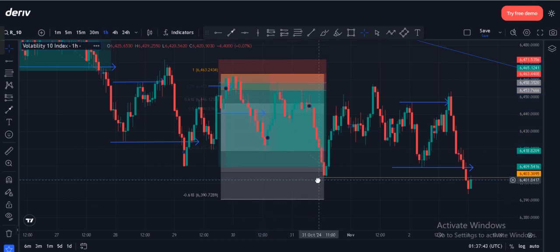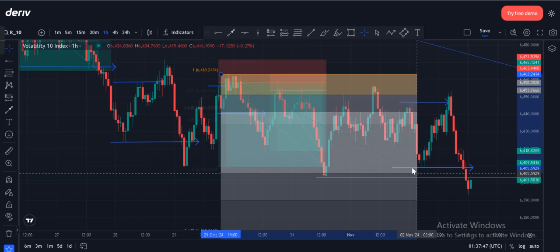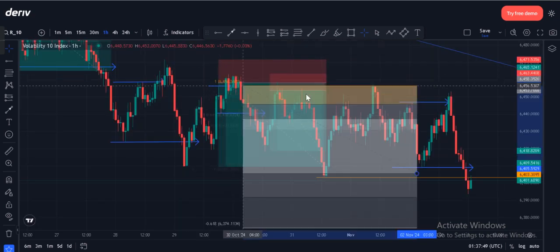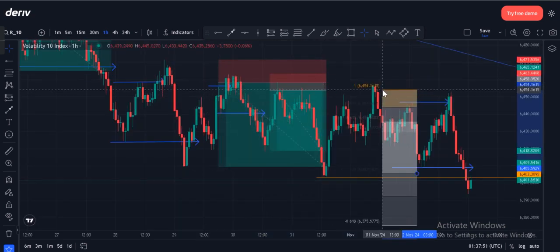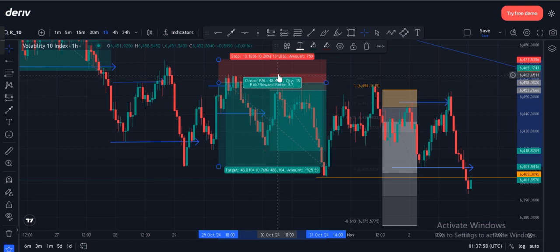So I want to get this particular tool out of that. So that was the particular entry. First entry stop loss was at this high. Second entry stop loss was at this recent high and the swing low, and this was the entry.